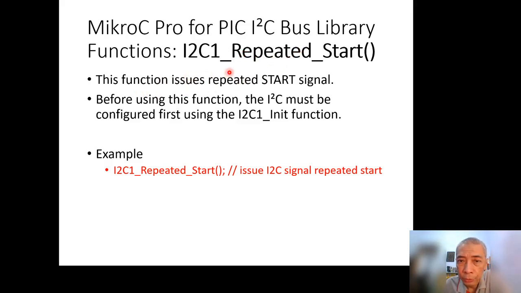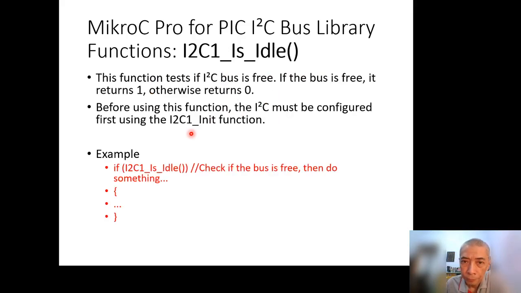The third one is I2C1_Repeated_Start. This is the function to issue the repeated start signal. The next one is I2C1_Is_Idle, to check whether I2C1 is idle or not. If the bus is free, it returns 1, otherwise it returns 0. Before using this function, you have to initialize first.